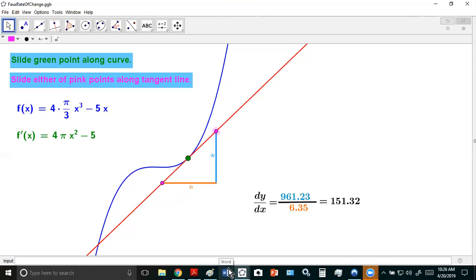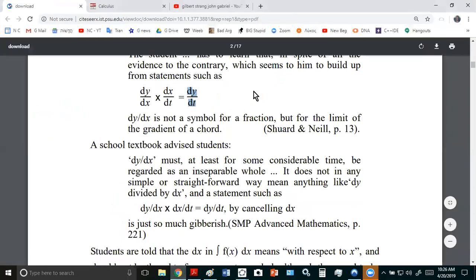Now, Strang is that moron professor from MIT, who has written many books and was also, incidentally, on the Abel Prize Committee at one stage. Okay, so now, that's all that dy/dx means.